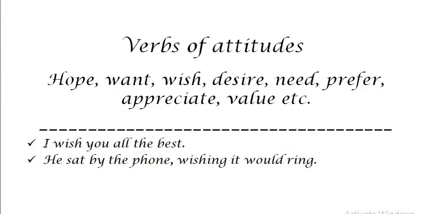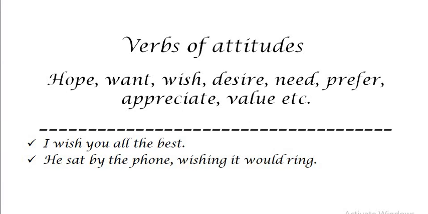Now the next one is the verbs of attitudes. Hope, want, wish, desire, need, prefer, appreciate, value, etc. These are the verbs of attitude, and they're also non-action verbs. In all these non-action verbs, of course, we don't use the ing form. So we should not say hoping, wanting, wishing, desiring, needing, preferring, appreciating, valuing, etc. No, we shouldn't use the ing form in all these.